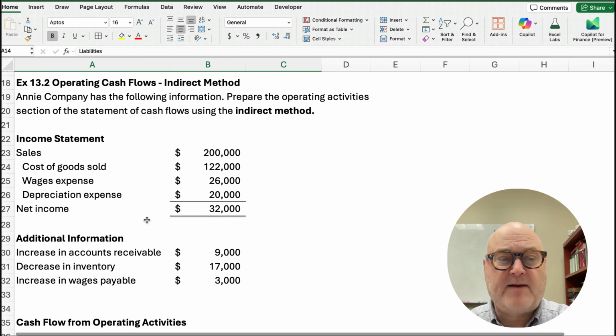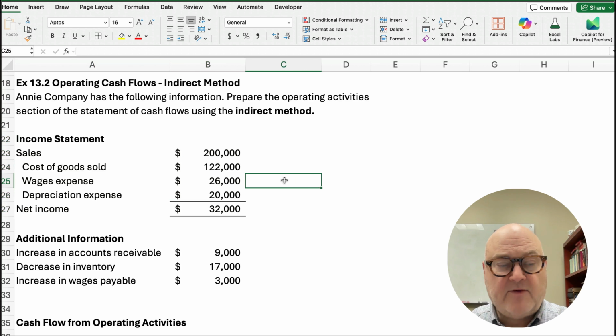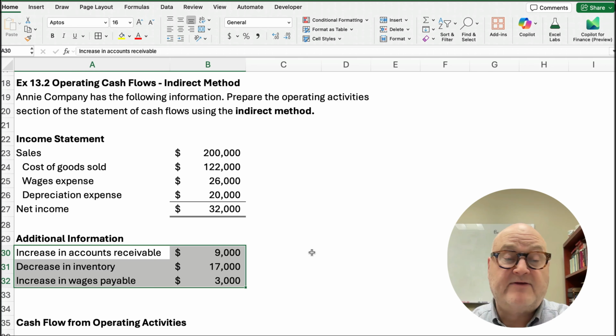All right, so let's work with this problem. This problem is, a company has the following information: prepare the operating activities section of the statement of cash flows using the indirect method. So we're given two things here. We're given the income statement. We have sales minus cost of goods sold minus wages expense minus depreciation expense gives us net income of $32,000. We have some additional information where we have accounts receivable has gone up, inventory has gone down, and wages payable has gone up. So remember the rules if it's an asset, liability, or whatever.